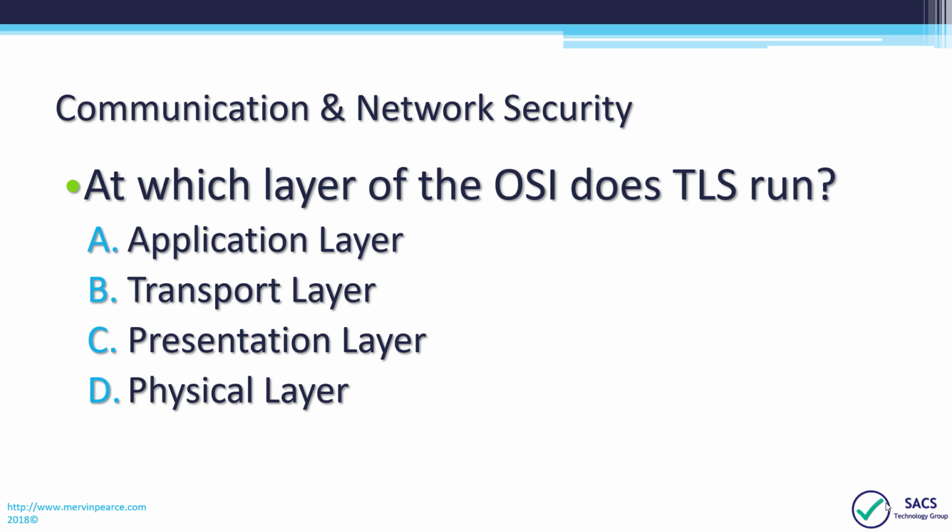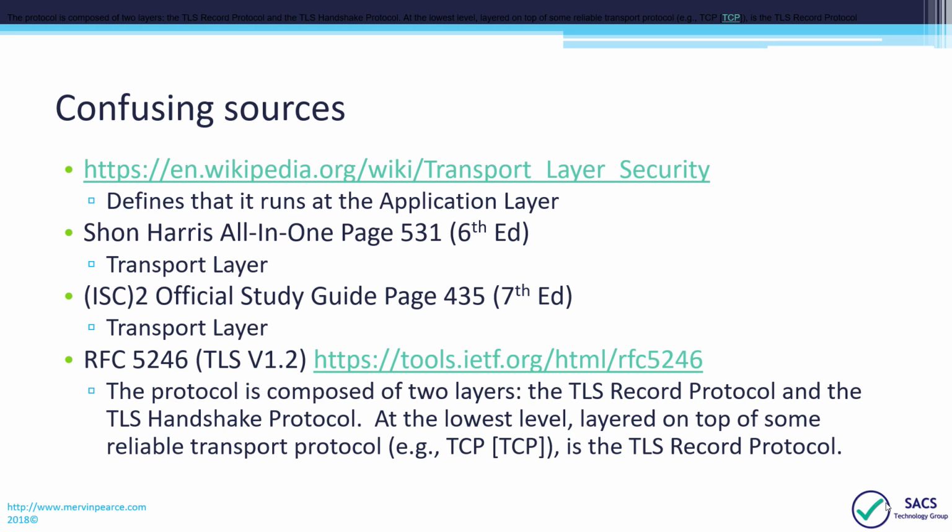Now the question here is, at which layer of the OSI does TLS run? The OSI here refers to, of course, the OSI 7-layer model. And there's also the TCP/IP model that we need to consider. Possible answers here are first A, the application layer, B, the transport layer, C, the presentation layer, or D, the physical layer. Now just consider that, and actually let's have a look at a couple of answers.